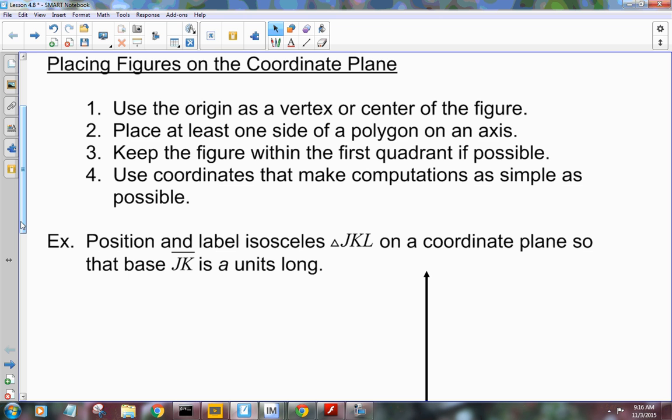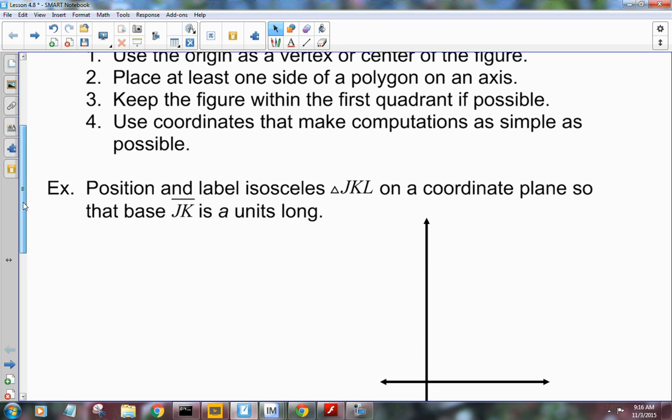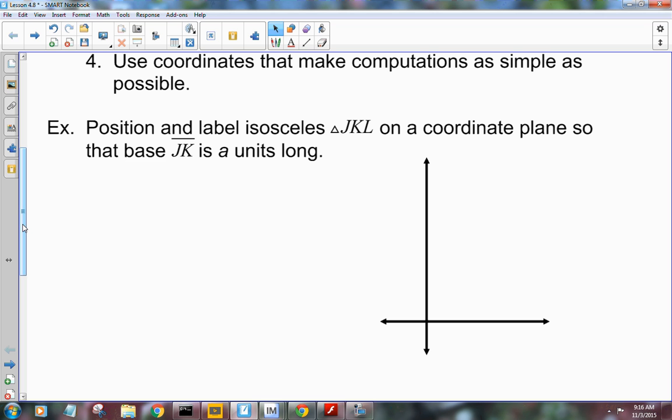The first one is you want to try to use the origin as the vertex or the center of your figure, okay? So you have a triangle, you're going to place it here, and you want to use the origin as the center or as a vertex. Place at least one side of the polygon on an axis. If you put a vertex here, then you're going to have a side that goes along either the x or the y axis. Sometimes if it's a right triangle, it'll be both axes.